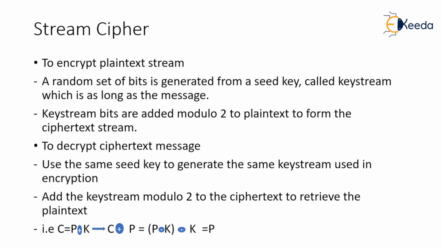This is the equation of converting the plain text into ciphertext and ciphertext to plain text. C is equal to P XOR K. P is the plain text, K is nothing but your seed key. We just have to XOR, that is nothing but the modulo 2. Then we get P XOR K, which is then again XORed with the key, which is the conversion of the ciphertext into the plain text, and at the end we get the plain text.